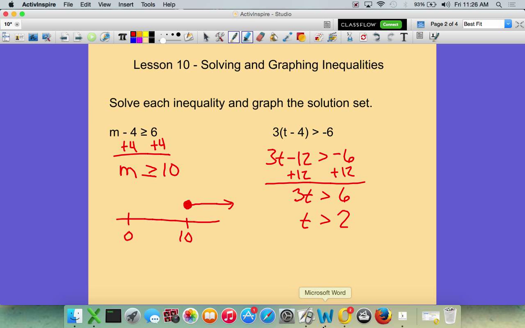Same concept here. We're going to put a 0. 2 is over here a little bit. We're going to have an open circle. It's greater than 2, so it's going to the right. And it's just greater than, it's not equal to, so it's an open circle here.